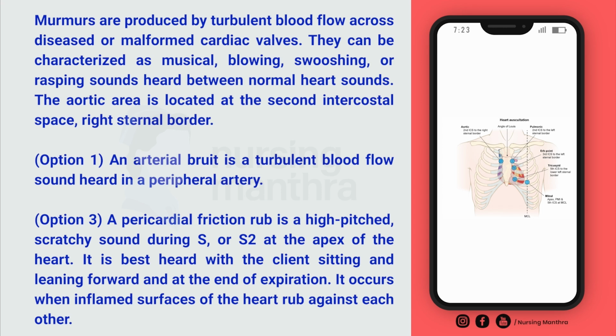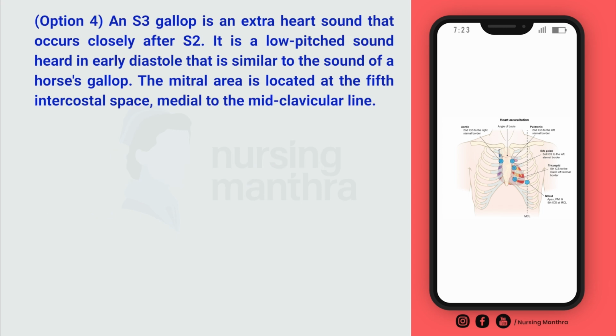And option C, that is pericardial friction rub. Pericardial friction rub is a high pitched scratchy sound, like leather scratching against leather. It is heard during S1 and S2 at the apex of the heart. It is best heard with the client sitting and leaning forward and at the end of expiration. It occurs when inflamed surfaces of the heart rub against each other. That is the pericardial friction rub sound.